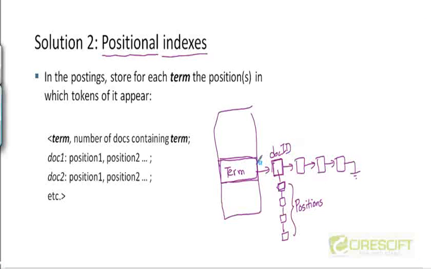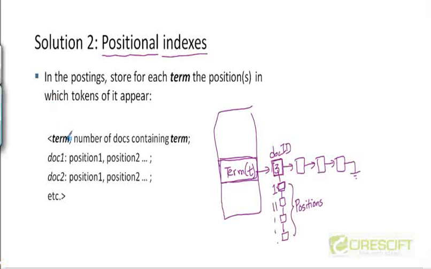So for example, if the very first token in this particular document, let's say this is the document with doc ID 3, if the very first token in this document was this particular term, whatever that term is, let's just call it T, then the first position would record a 1. If 10 words down the line this term again appeared in the document, then we would record 11, and so on. So we are recording positions at which this term occurs in this document.